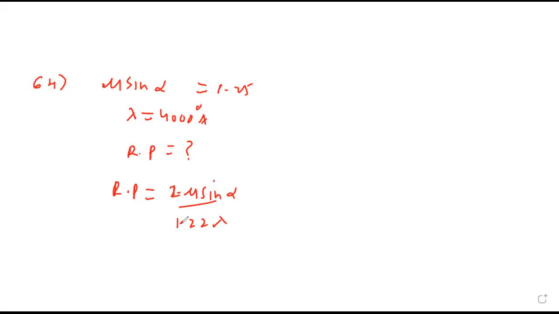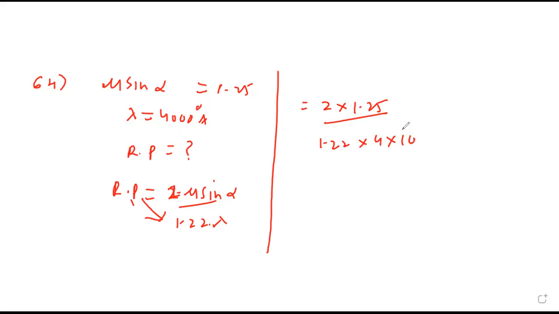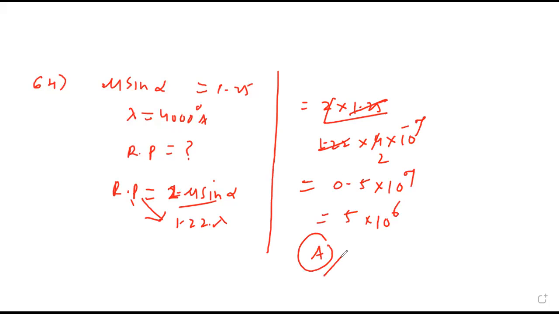I forget this, whether to write it above or below, so as I forget, I click it. Inversely proportional. Resolving power is inversely proportional to wavelength. So it is 2 into 1.25 upon 1.22 into 10 raised to minus 7. This is approximately the same. So you will get 0.5 into 10 raised to 7. That will become 5 into 10 raised to 6. 5 into 10 raised to 6. I can see it in option A. That is closest.